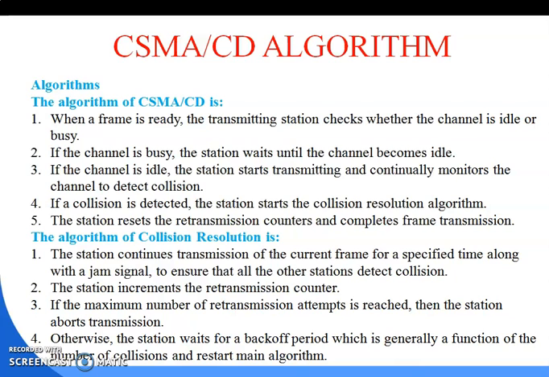If the channel is busy, the station waits until the channel becomes idle. If the channel is busy, then the transmitter should wait until the channel becomes free. Next, if the channel becomes free, the station starts transmitting and continually monitors the channel to detect a collision.